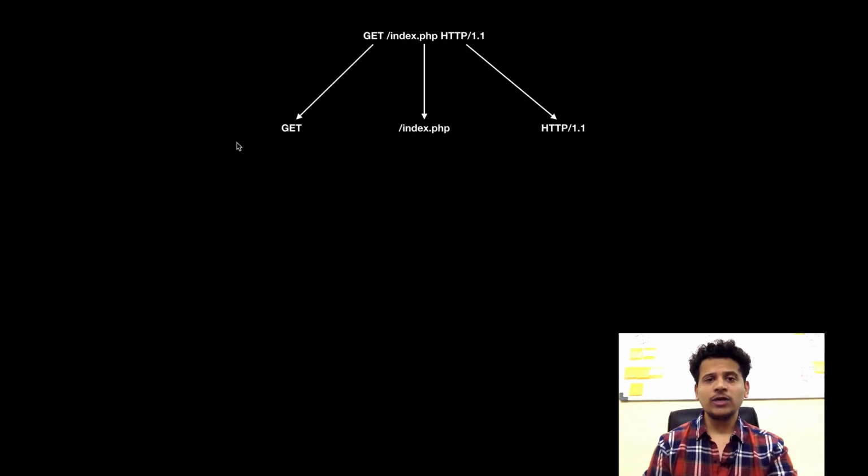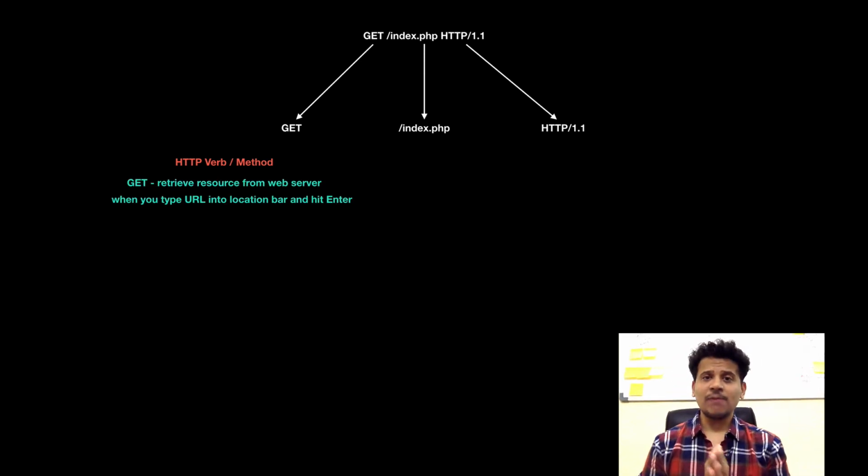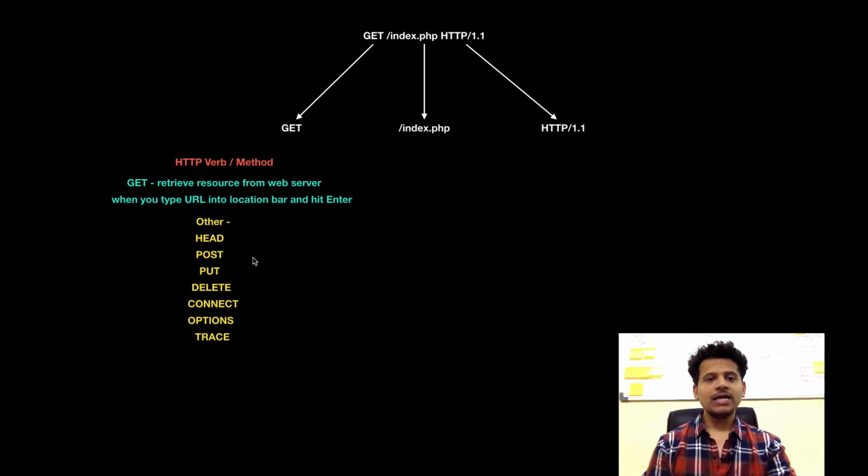Let's divide that into GET, index.php, and HTTP/1.1. Now, GET is known as an HTTP verb or method. A GET request happens when you type a URL and press enter. There are some other HTTP methods also, such as HEAD, POST, PUT, DELETE, CONNECT, OPTIONS, TRACE. We'll look at those in the upcoming videos.